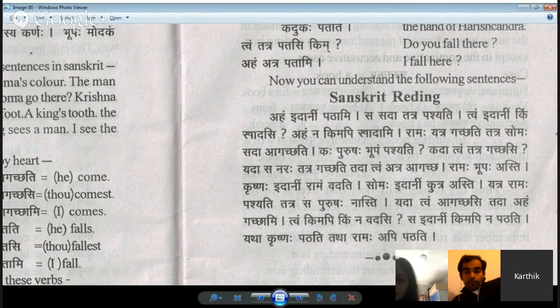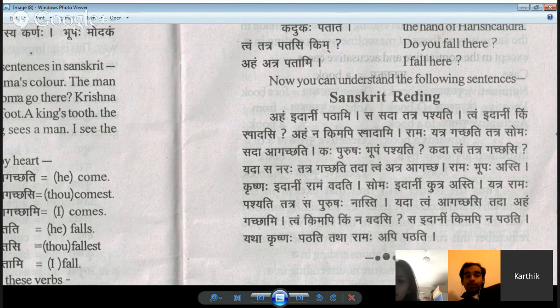Unnati, you can mute yourself. Prashant, you can read the next 3. Kada tvam tatra gacchasi. When do you go there? Yada sa naraha tatra gacchati tada tvam atra agaccha. When that man goes there, then you come here. Come here. Okay. Ramaha bhupaha asti. Rama is a king. Great. Okay. Next one, Unnati.